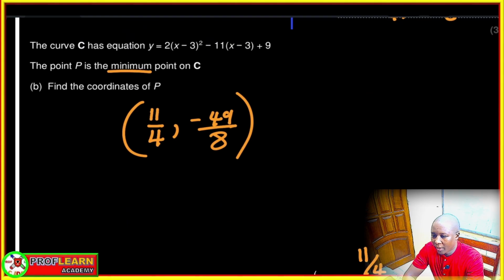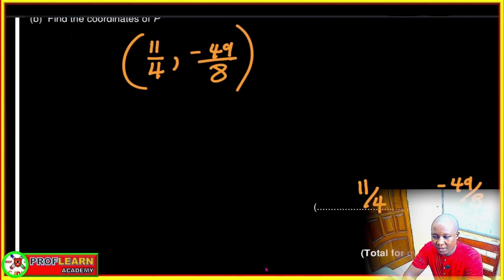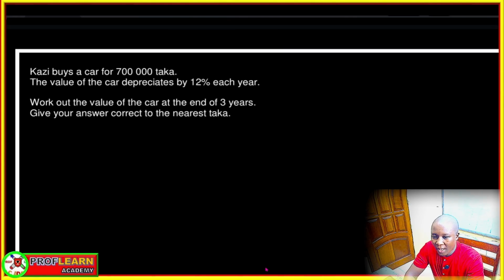All right, so we can move to the next question so that we can see the most important areas that you have to prepare as far as IGCSE Edexcel is concerned. We have a question here whereby we are told that Kazi buys a car for a value of 700,000 taka. The value of the car depreciates by 12% each year. And we're supposed to work out the value of the car at the end of 3 years.